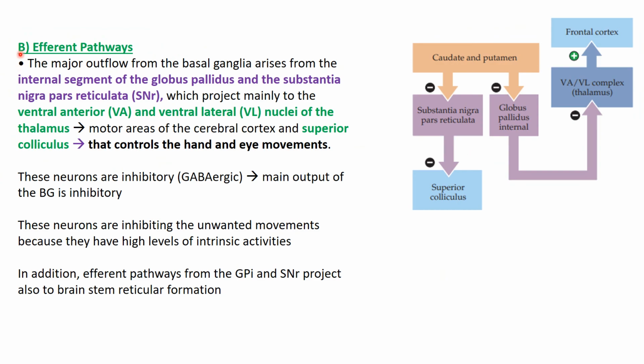Efferent pathways. The fibers coming out from the basal ganglia usually come from the globus pallidus internal segment, and usually these fibers go to the ventroanterior and the ventrolateral nuclei of the thalamus before reaching the frontal cortex or the motor cortex. So the globus pallidus internal segment represents the major efferent pathway, or the major output pathway, from the basal ganglia. Before reaching the cerebral cortex, they have to make a synapse in the ventrolateral and the ventroanterior nuclei of the thalamus.